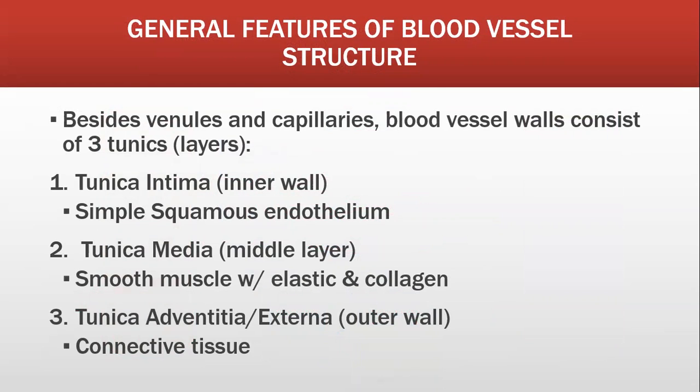So, besides venules and capillaries, the blood vessel wall consists of three tunics or layers. Like what I've said, the tunica intima, tunica media, and the tunica adventitia. So, the tunica intima is composed of simple squamous endothelium, while our tunica media is composed of smooth muscle with elastic and collagen tissue, and tunica adventitia is composed of connective tissue.